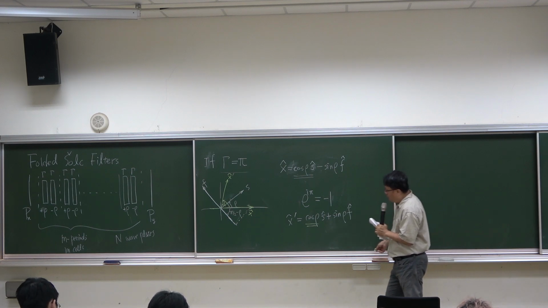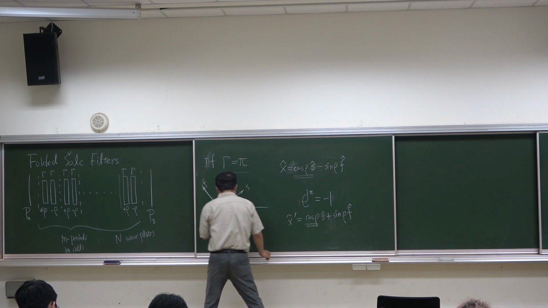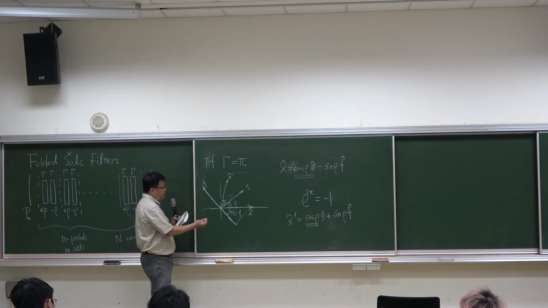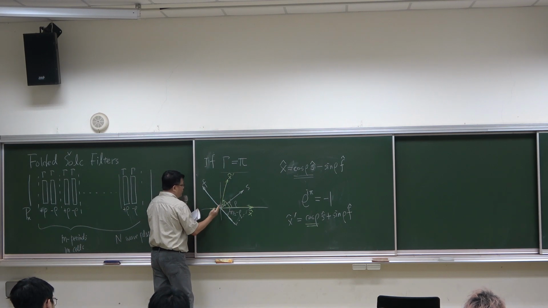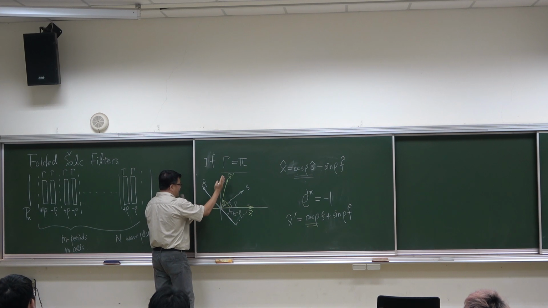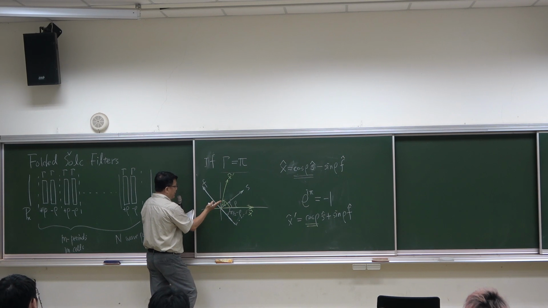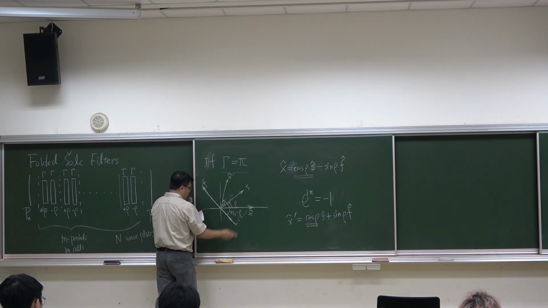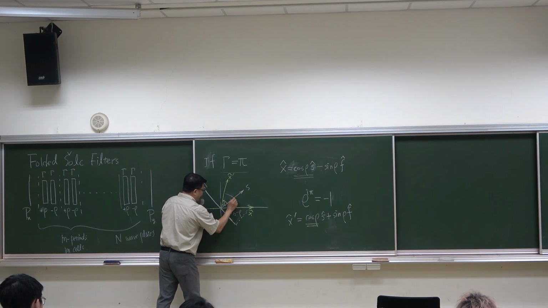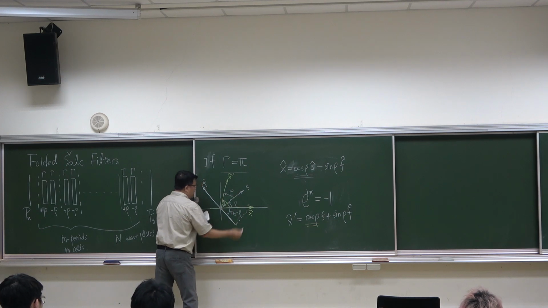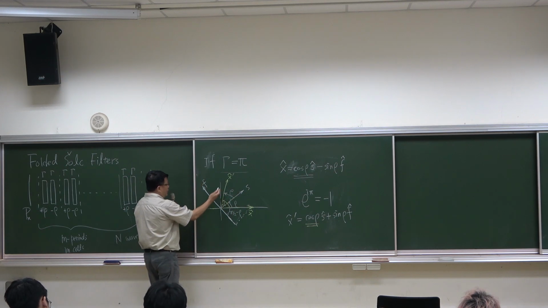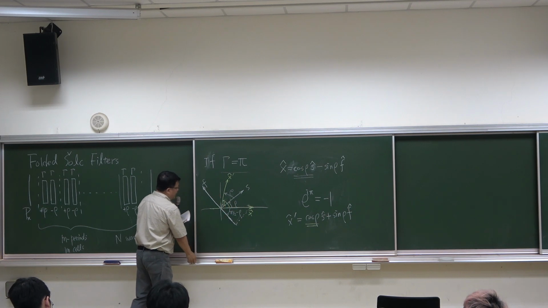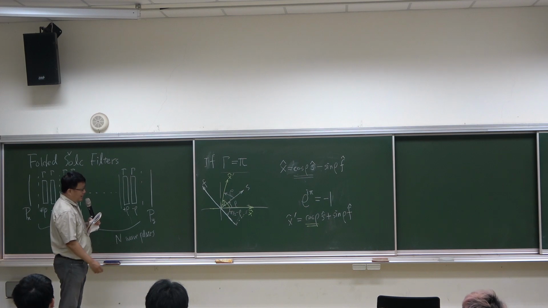So geometrically, this means that this new polarization makes a positive angle rho to the s-axis. So the new orientation makes a 2 rho angle to the x-axis.